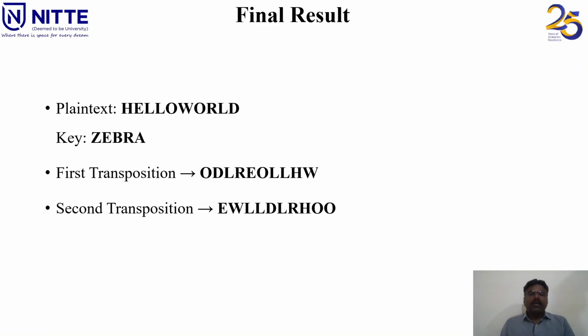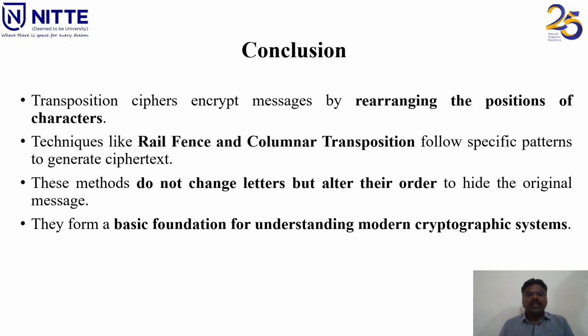With this, I'm concluding today's session. Transposition ciphers encrypt messages by rearranging the positions of the characters. Techniques like rail fence and columnar transposition follow specific patterns to generate the ciphertext, which is nothing but how we rearrange the original key. These methods do not change the letters but alter their order to hide the original message, and this forms the basic foundation for understanding modern cryptographic systems.